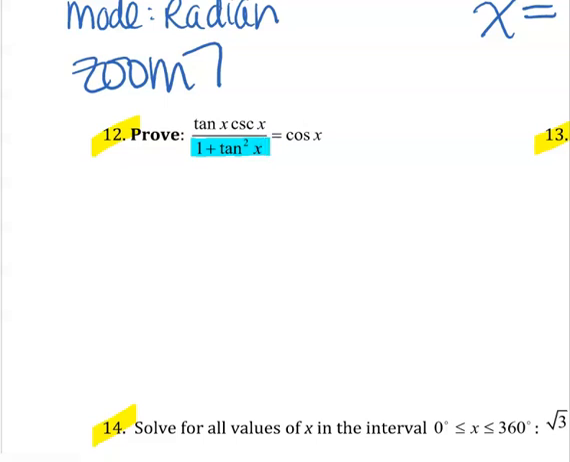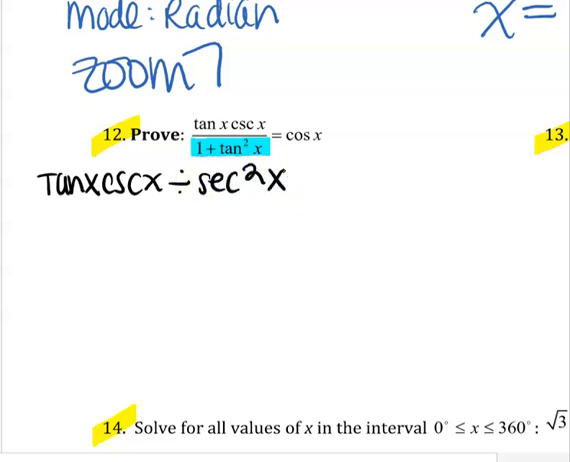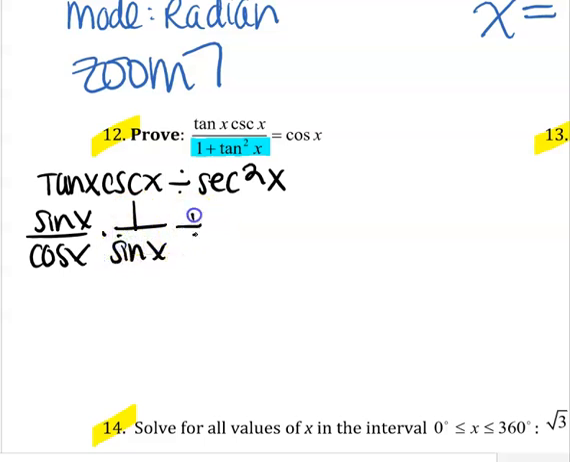Okay, so at step 1, you guys could really do tangent of x, cosecant of x, divided by secant squared of x. Notice how I just did that one substitution. Now I probably would start doing sines and cosines. So sine of x over cos of x. This is the reciprocal of sine. And then I'll still keep this as division for now because I don't want to get too ahead of myself. Divided by cosine squared. Okay, let's actually turn everything into multiplication.